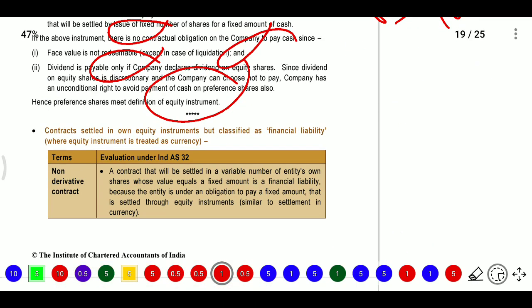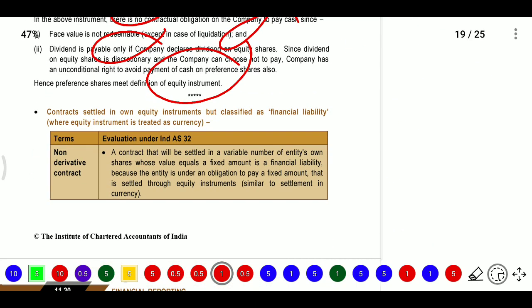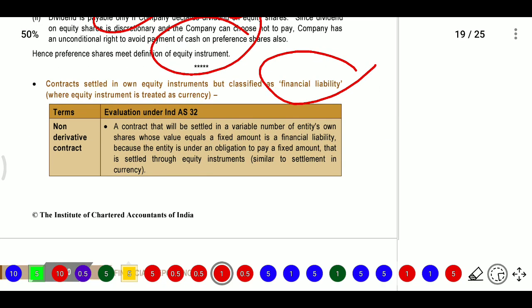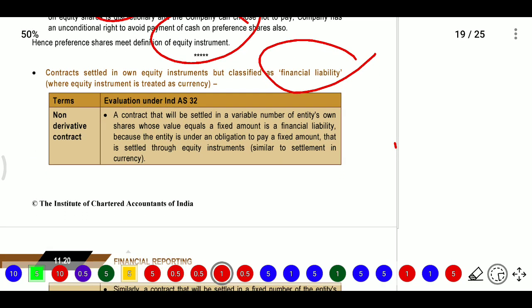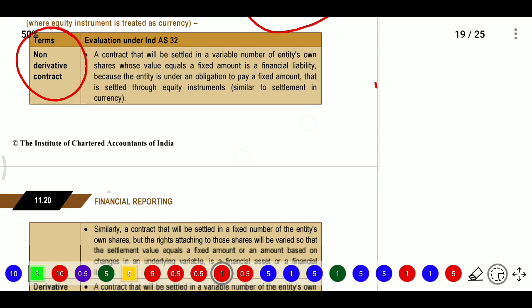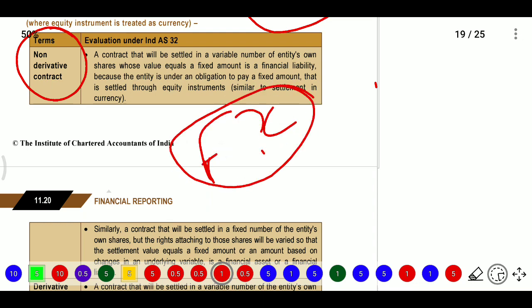Next, after that we will see contracts settled in own equity but classified as financial liability. So when contracts are settled in own equity, it will be recorded as a financial liability when it is a non-derivative contract. So in non-derivative contracts, where the contract will be settled in a variable number of the entity's own shares whose value is a fixed amount. So when it is a fixed amount of financial liability, here the amount was fixed already, then it will be financial liability.